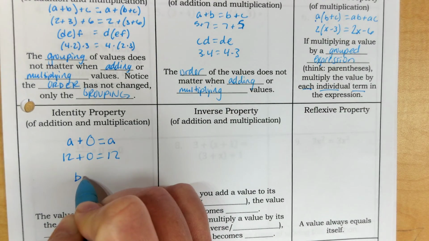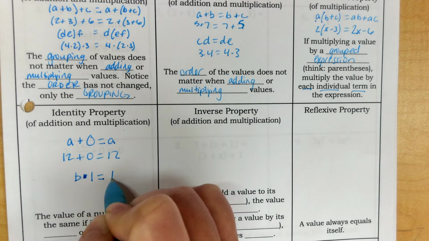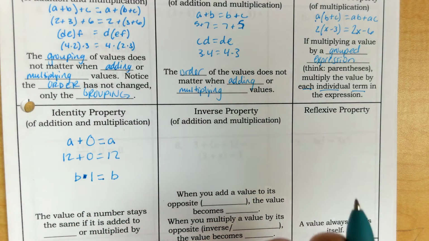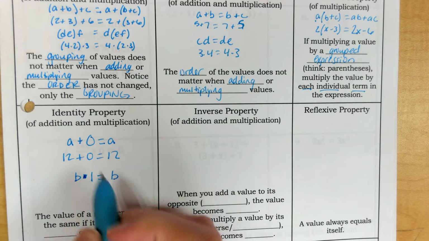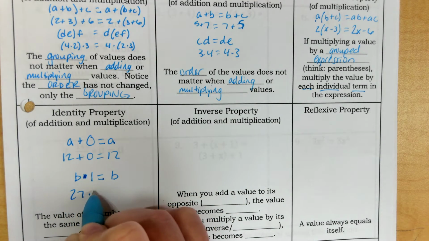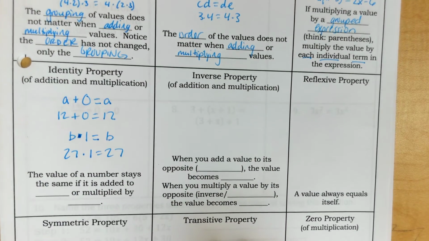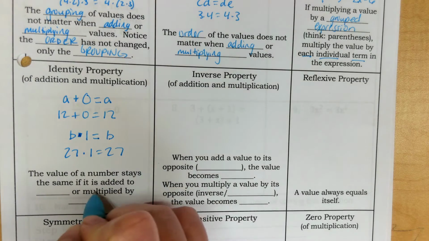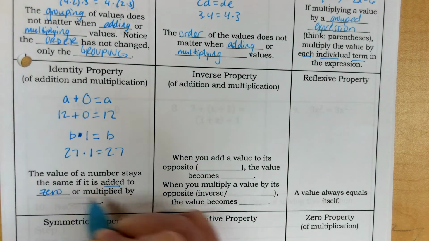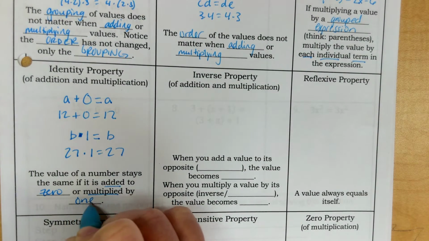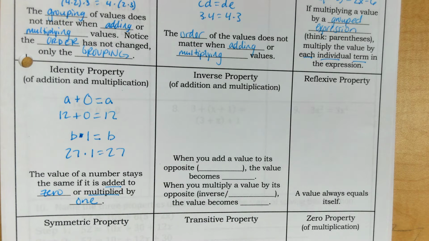And with multiplication, it's similar, but we use 1. Anything that we multiply by 1 keeps its original identity. So B times 1 is B. But 27 times 1 is also just 27. It keeps its original identity. So the value of a number stays the same if it's added to 0 or if it's multiplied by 1. And it doesn't matter, you want to keep your original identity. Multiplication, that's by 1. Addition, it's by 0, or addition to 0.